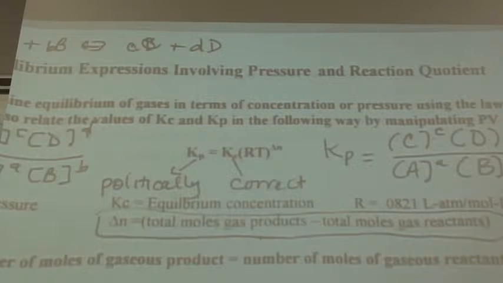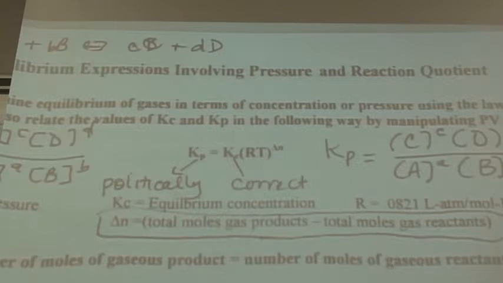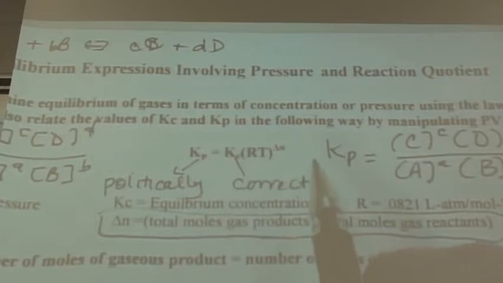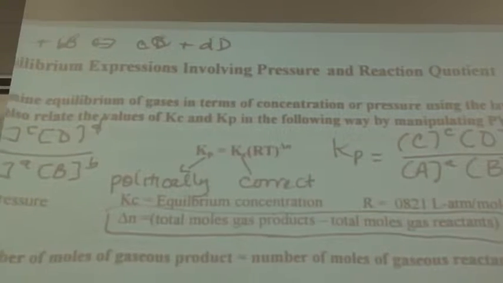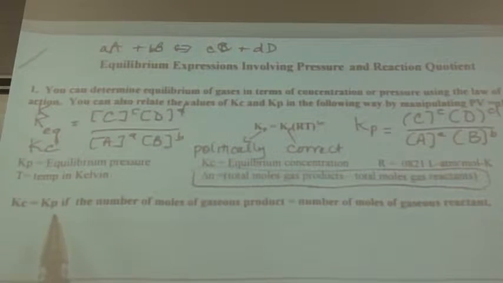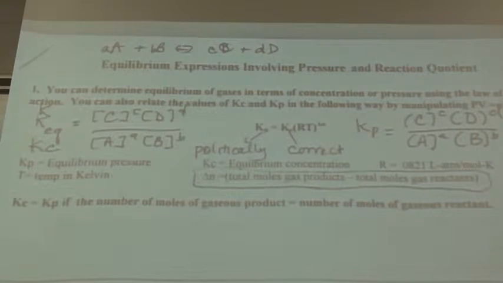So I want you to ignore any moles of anything that is not a gas. Look at the equation. The coefficient is equal to the number of moles. Take the number of moles of gas in the products minus the number of moles of gas in the reactants, and you are good to go. If there is no difference, then Kp equals Kc. Good? All right. Kc equals Kp if the number of moles of gaseous products equals the number of moles of gaseous reactants.